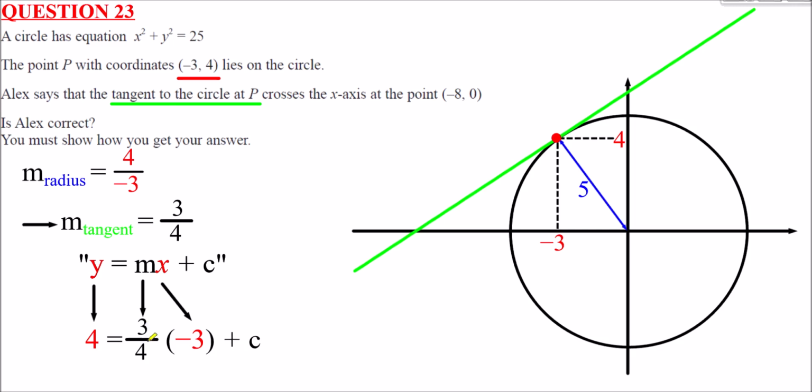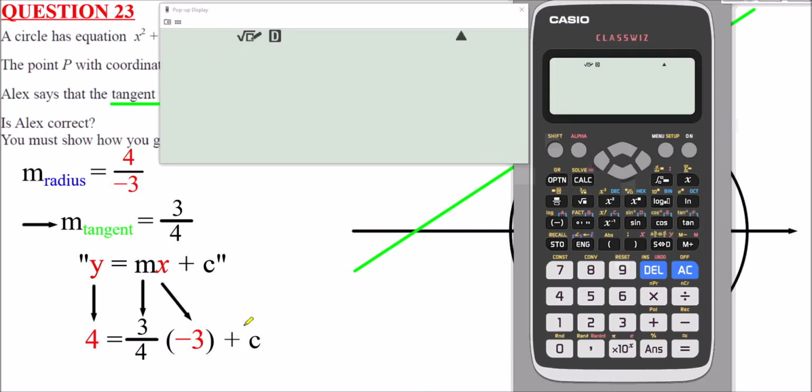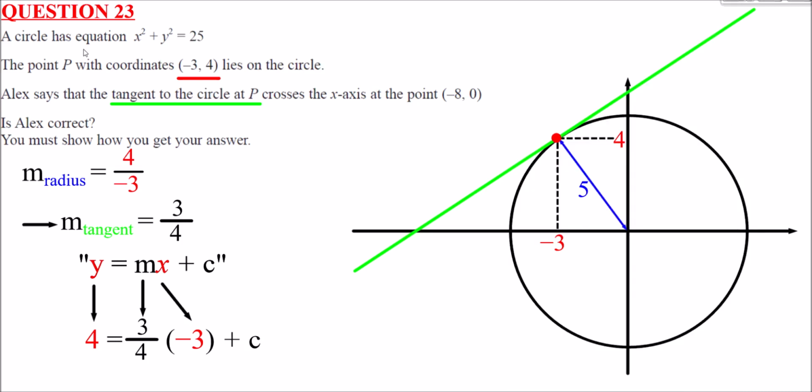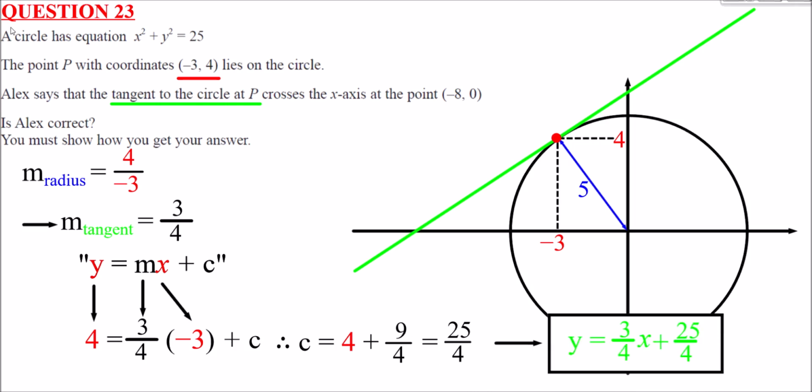4 equals 3/4 of minus 3 plus c. So let's work out what c would be. 3/4 times minus 3 is of course going to be minus 9 over 4. So I need to get c on its own. If I add 9/4 to both sides, 4 plus 9 over 4 will tell us what c is. C is, in other words, 25 over 4. So the next step, by adding 9 over 4 to both sides, we get that c is 25 over 4. Therefore, the equation of the tangent is y equals 3/4 of an x plus 25 over 4.